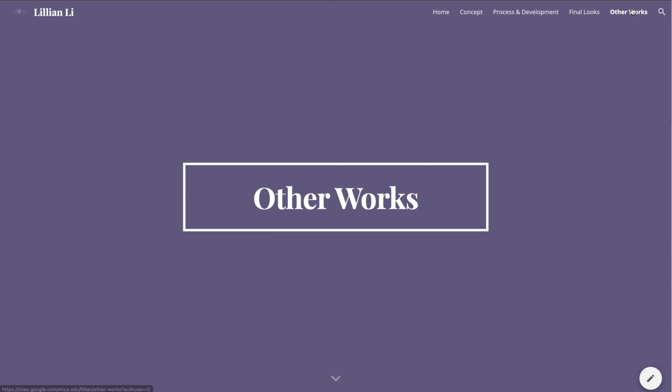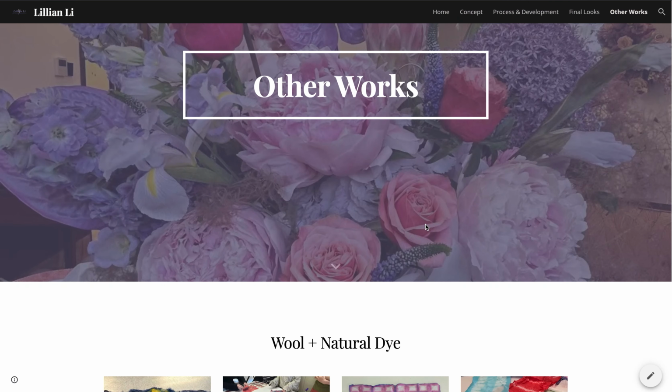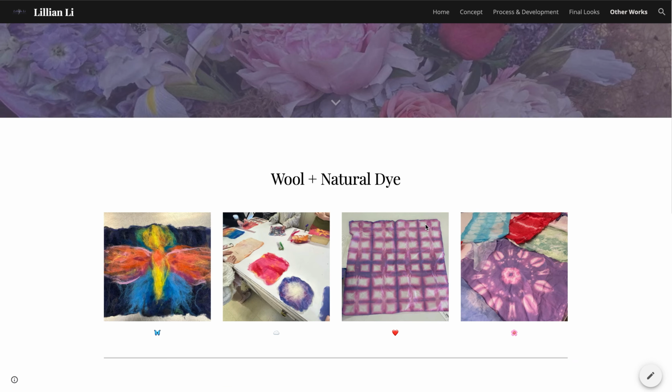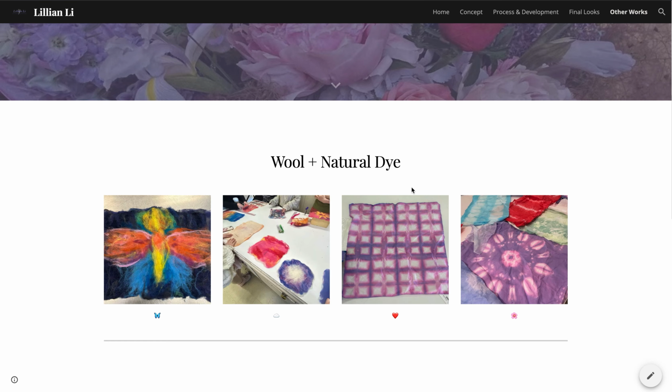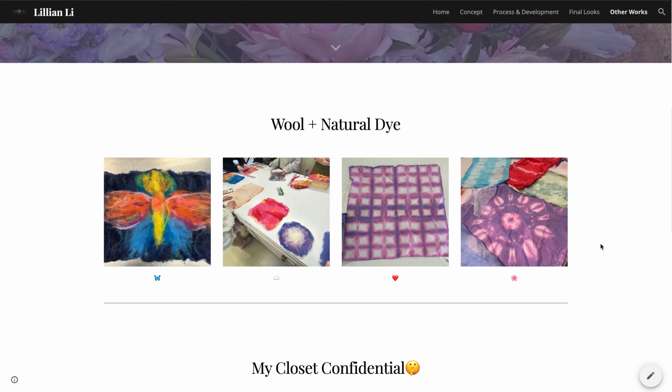The last main section is mainly about my wool and natural dye. It's a more playful, colorful, and experimental process I did before, showing another side of my practice. I think it's really interesting.